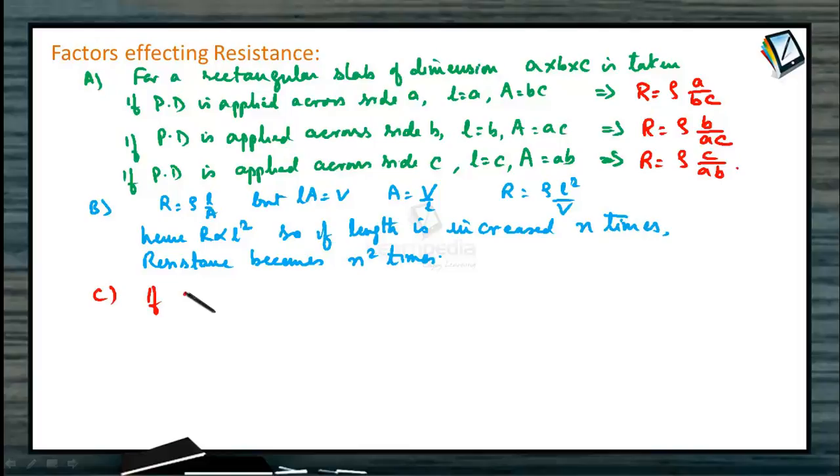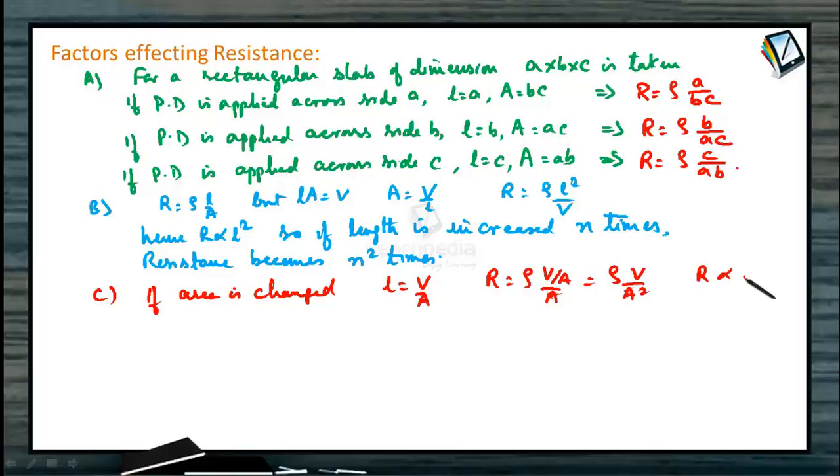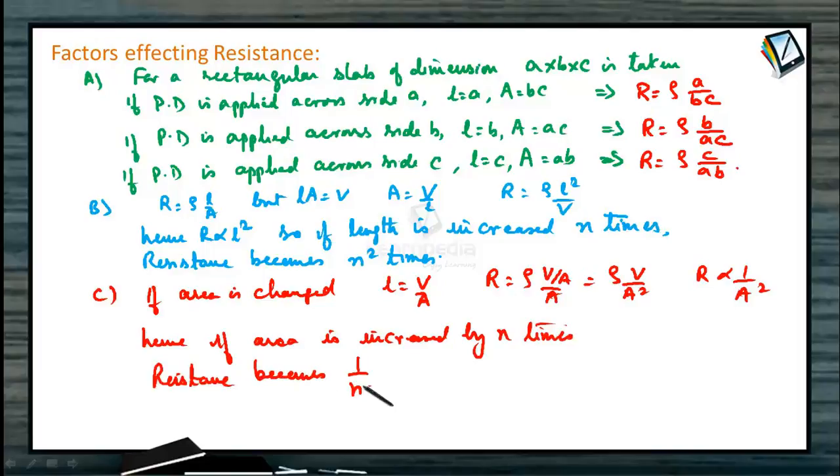If area is changed, L is equal to volume by area. So R is equal to rho into volume by area, divided by area. So R is equal to rho V by A square. So here we are getting R is inversely proportional to A square. Hence, if area is increased n times, resistance becomes 1 by n square times.